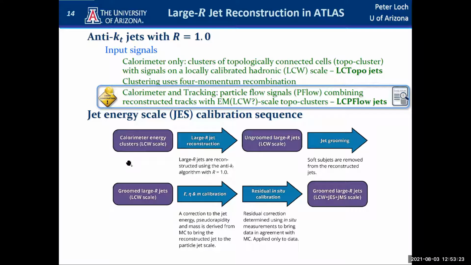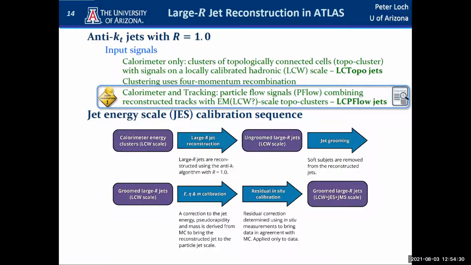The larger jet reconstruction and calibration sequence is slightly different from the one for smaller jets. So we start with the clusters on the LCW scale. They are again shifted to the actual event vertex, so their direction is already corrected. We reconstruct the jet, and then we have what we call an ungroomed larger jet at the LCW scale. The problem with larger jets is the area-based pileup suppression, because the assumption that the pileup density is constant inside the jet is simply not true anymore for larger jets. The variation of the transverse momentum density as a function of rapidity in such a large object is significant, and we were not able to get a well-performing jet area-based correction going.